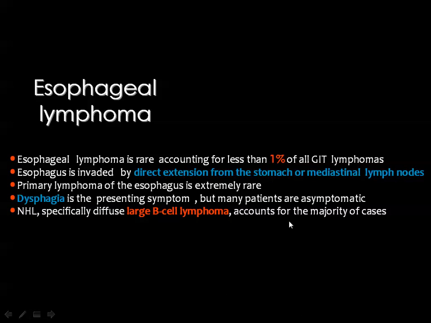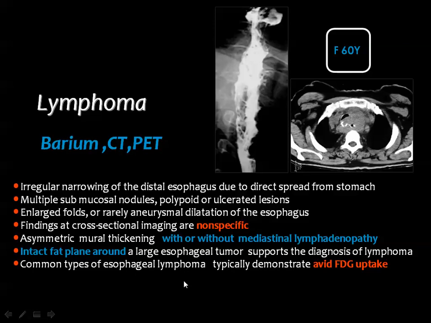And esophageal lymphoma is considered rare, as it represents about 1% or less than 1% of all GIT lymphomas. And this may occur primarily in the esophagus or may result by direct extension from the stomach or from affected mediastinal lymph nodes by lymphoma. The clinical presentation is mainly by dysphagia, and the most common type of esophageal lymphoma is the large B-cell lymphoma.